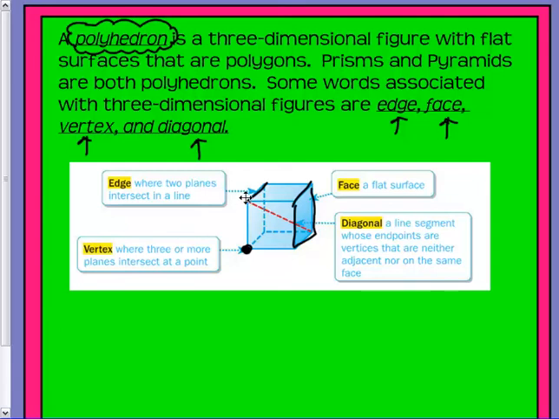And a diagonal goes from one vertex straight through the prism or the polyhedron, whatever it is, the prism, the pyramid, whatever. It's the polyhedron. It goes straight through and cuts diagonally, hence the word diagonal, through to the other vertex.